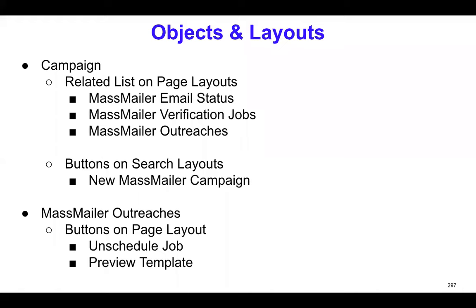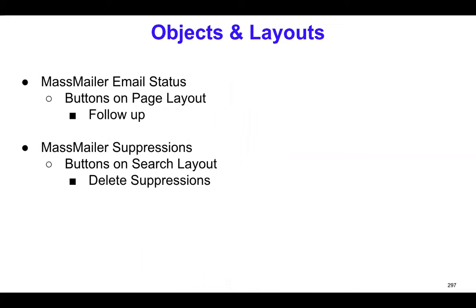And then MassMailer outreach is an object, if you're familiar with MassMailer. There are two buttons that we provide, unschedule job and preview template. Again, this is similar to what you see on campaign: unschedule any outreach, or you can preview the template, what has been sent. That's the function for those two buttons.